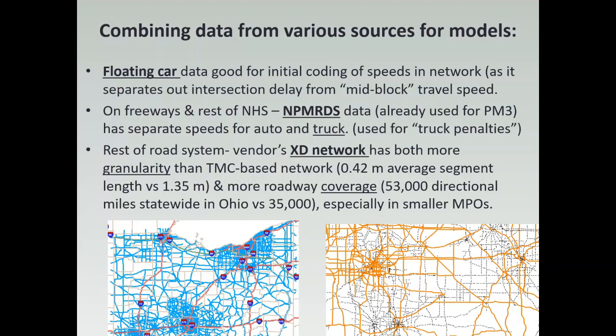But the vendor's network that they refer to as their XD network, you can see particularly on the graphic in the lower right, a lot more centerline miles getting covered, and there are 3 metro areas you see there, one of which is over in the upper left, over 500,000 people. The other 2 are less than 500,000, and you can see in the graphic just how much of a difference that makes in roadway coverage.